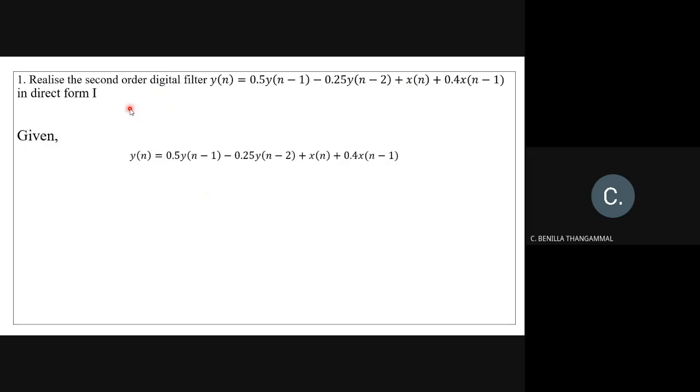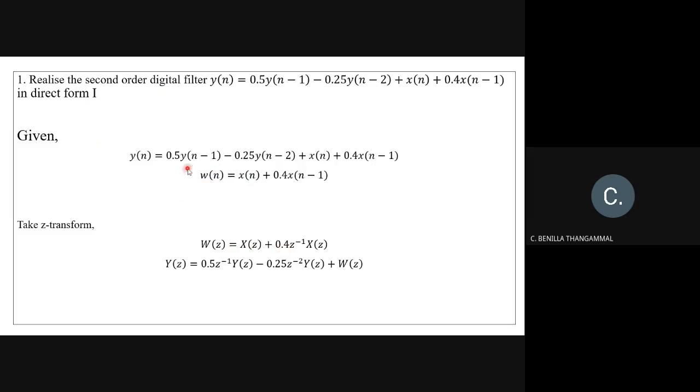First we are going to write the equations. In those equations, I am going to equate the present and past input terms as w of n, a temporary function. So here w of n is x of n plus 0.4 x of n minus 1. I'm going to replace this in the y of n equation. Before that, I take the z transformation. So W of z equals X of z plus 0.4 z inverse X of z. After replacing x of n plus 0.4 x of n minus 1 as w of n, I got the z transformation.